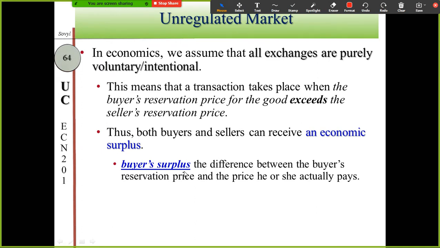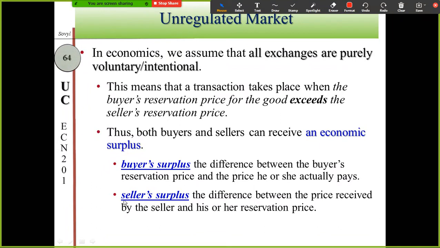So what does buyer surplus mean? Buyer surplus is the difference between the buyer reservation price and the price he or she actually pays. What the buyer actually pays depends on the market price, but the buyer reservation price is not the market price. So buyer surplus is the difference between the buyer reservation price and the price he or she actually pays.